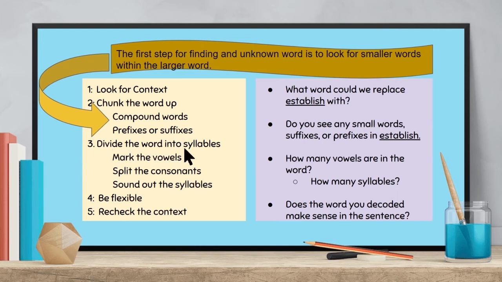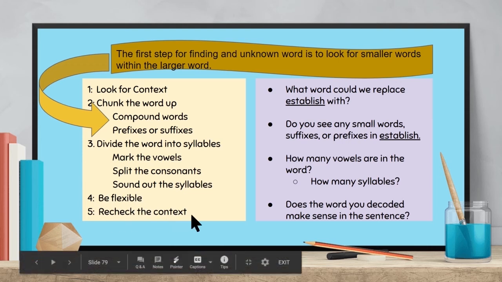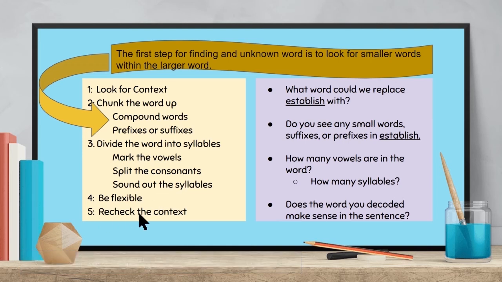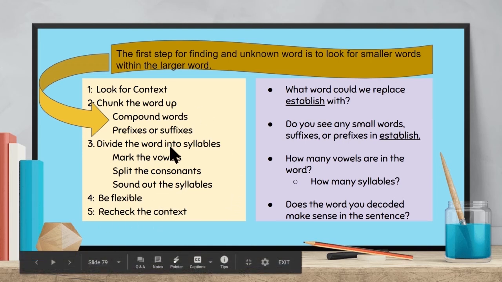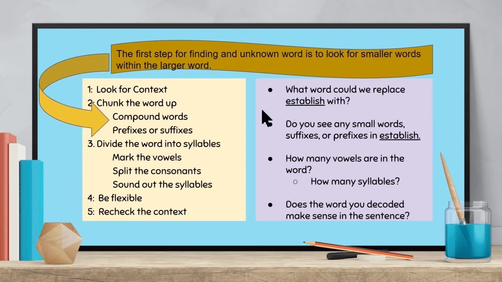Then we want to divide the word into syllables by marking the vowels, splitting the consonants, and sounding out the syllables. And when we do this, we always want to be flexible, and we want to recheck the context when we figure out the word to make sure what we think it is makes sense in the context, that we have decoded the correct word, right? All right, so you can put this in terms of questions that you might ask yourself when you come across a word that you don't know how to read or that you're not sure of.